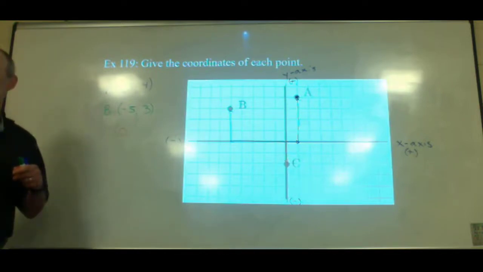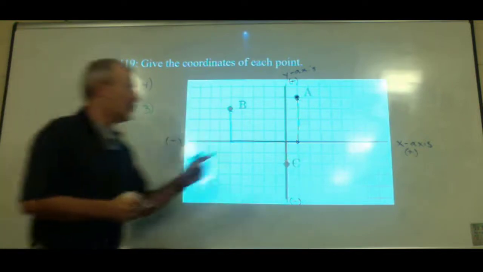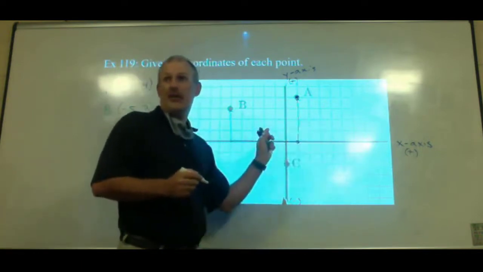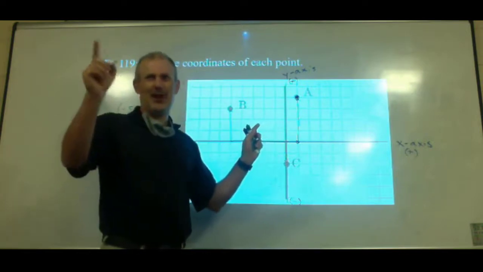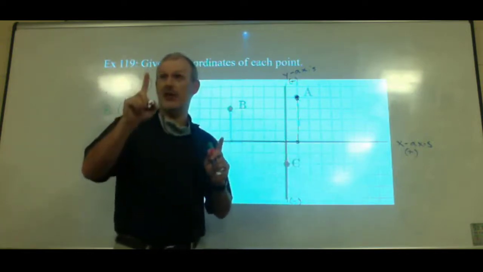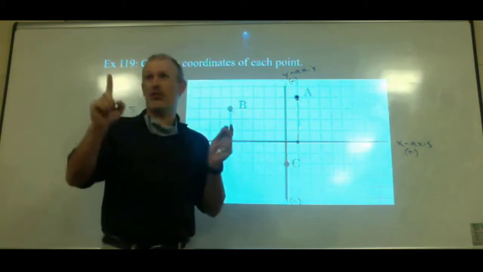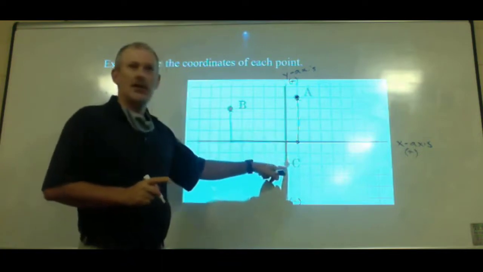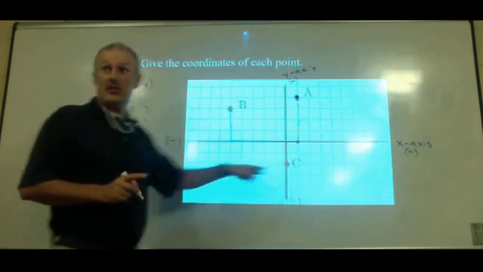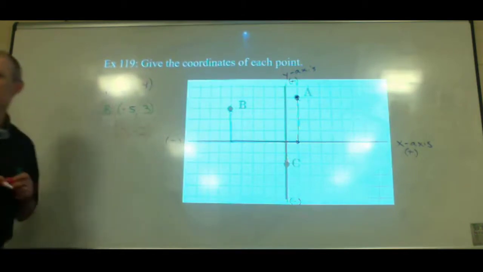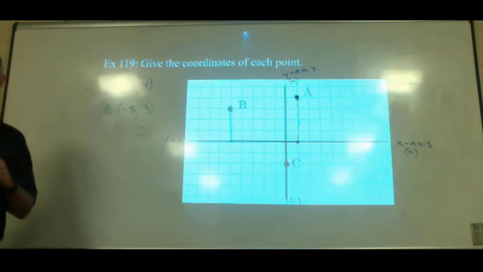Since we didn't go left and right at all, that's the first number. So how far did we go left and right? 0. We didn't go left and right. We just stayed. Now going down is negative. We're going to go down 2. So that's going to be -2. Okay. Does that make sense?